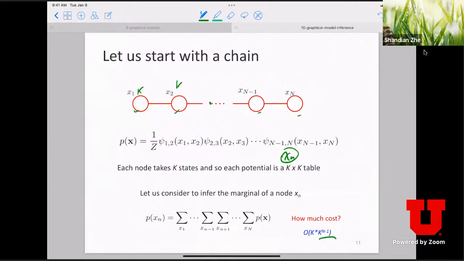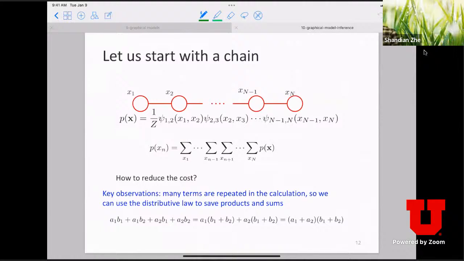So obviously, the computational complexity grows exponentially with the number of nodes in your graphic model, which is extremely expensive. A natural question would be, can we simplify the computation? Can we reduce the cost?